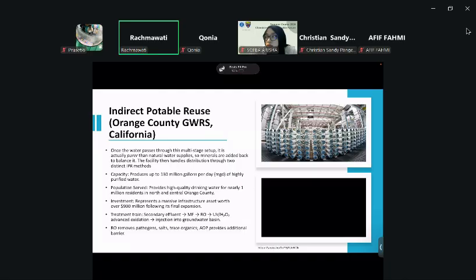Yeah. So in this case, the reverse osmosis here removes pathogens, salts, and also traces of organics, which provides an additional barrier. There's actually a video here.